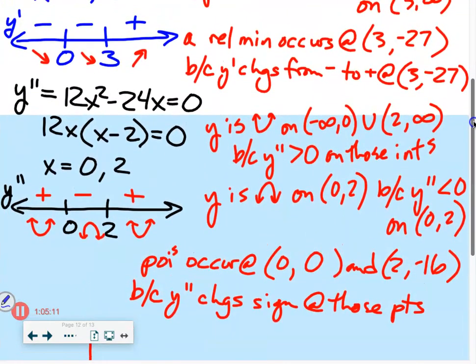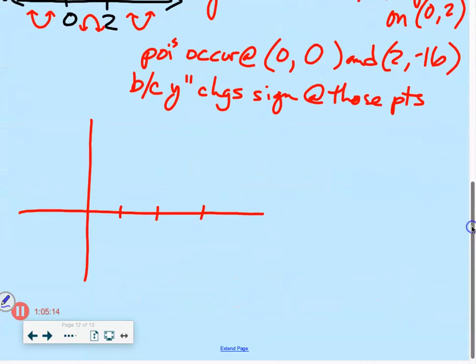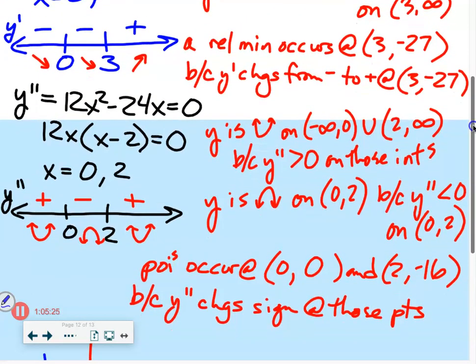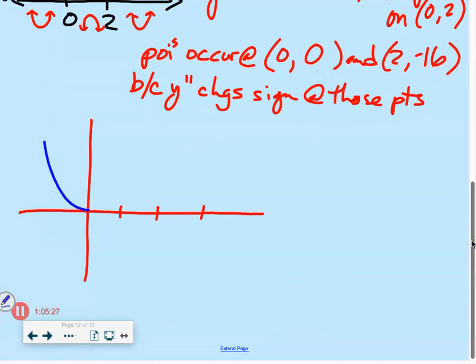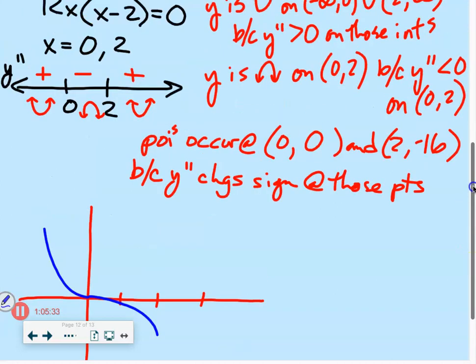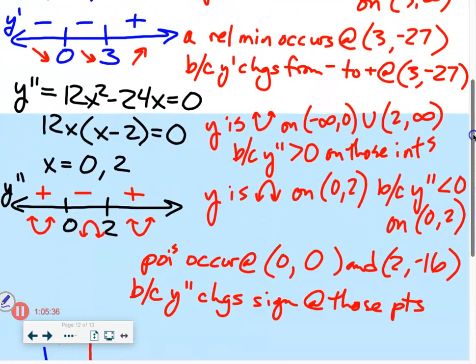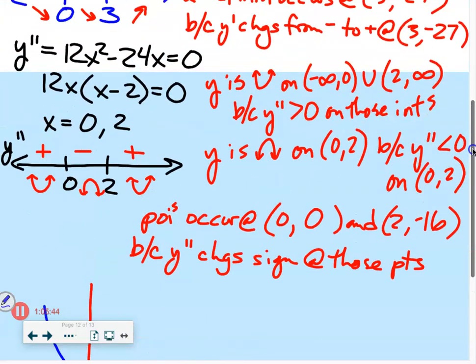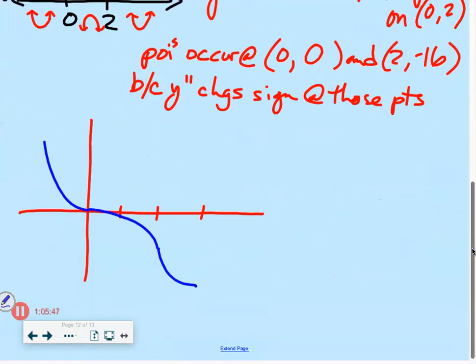From negative infinity to 0, we are decreasing and concave up. And at 0, we're at point 0, 0. So decreasing, concave up. Then from 0 to 2, we're decreasing concave down. So I'm going to go whoop. Pretend that looks better. Okay, from 2 to 3, we are still decreasing, but we're concave up. Whoop. And then from 3 to infinity, we are increasing concave up. Whoop. And there's our beautiful graph.